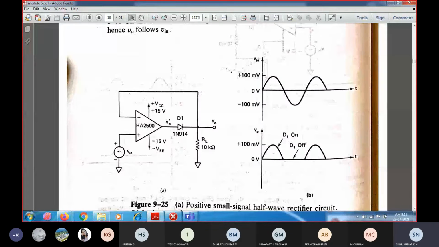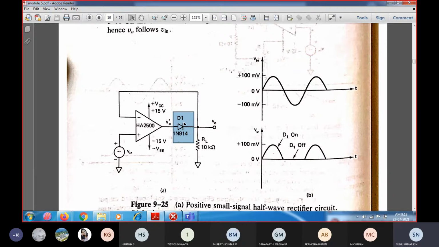I'm just displaying the signal. A single diode can be used as a rectifier. If I apply a single diode with a resistor, it can be considered a rectifier. For this circuit to get activated, you have to apply a signal voltage that is greater than 0.7.